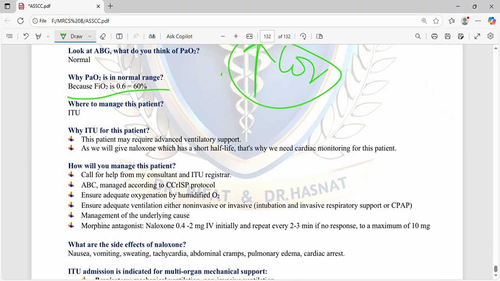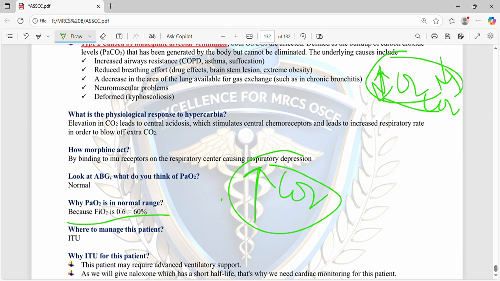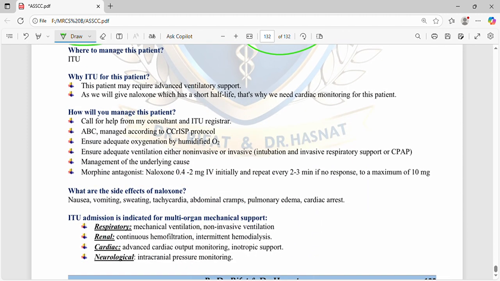Why is ITU for this patient required? Because this is morphine overdose, and morphine overdose can lead to serious respiratory center depression. So he may need mechanical ventilation. And if you are reversing it with naloxone, he will need cardiac monitoring as well.